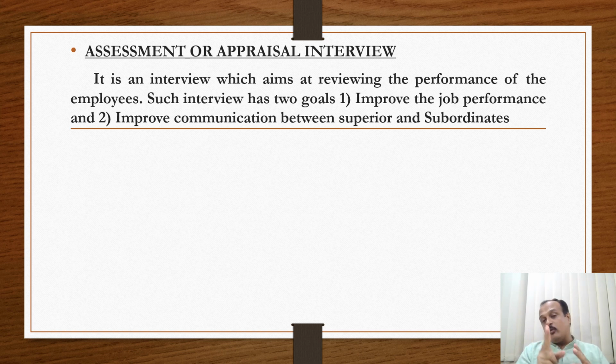This interview has two objectives. First, to improve the job performance of the employee. Are they performing better or not? It needs to be improved. And secondly, improving communication between whom? Between the superior, or we can say top level, and subordinates, lower level of management.